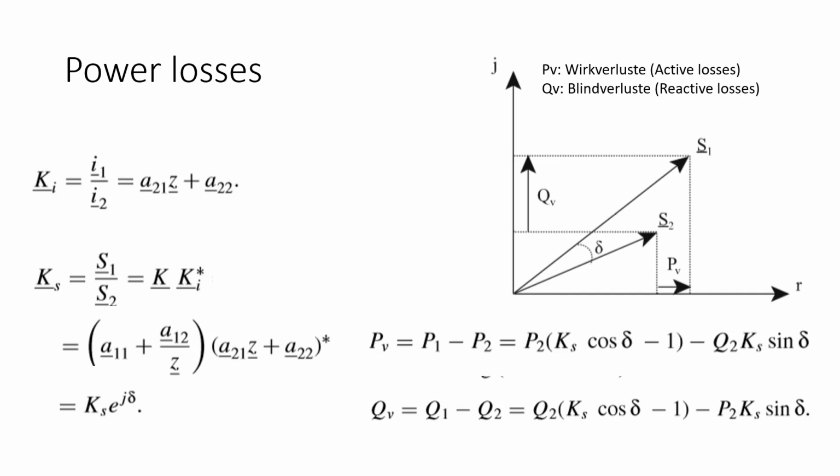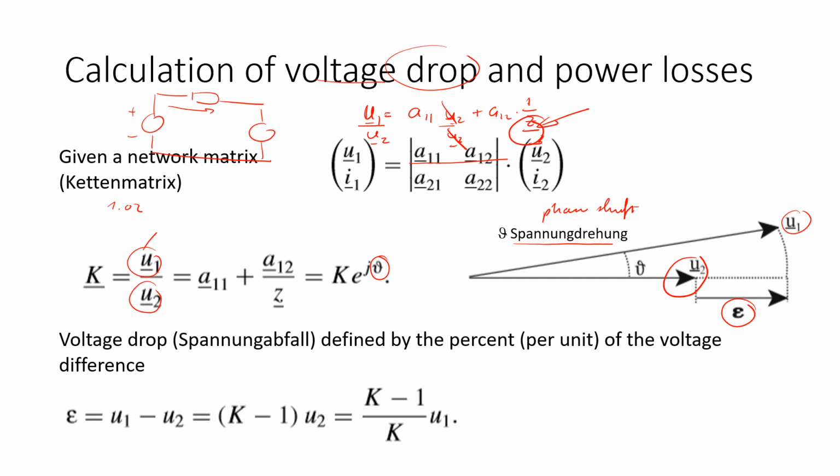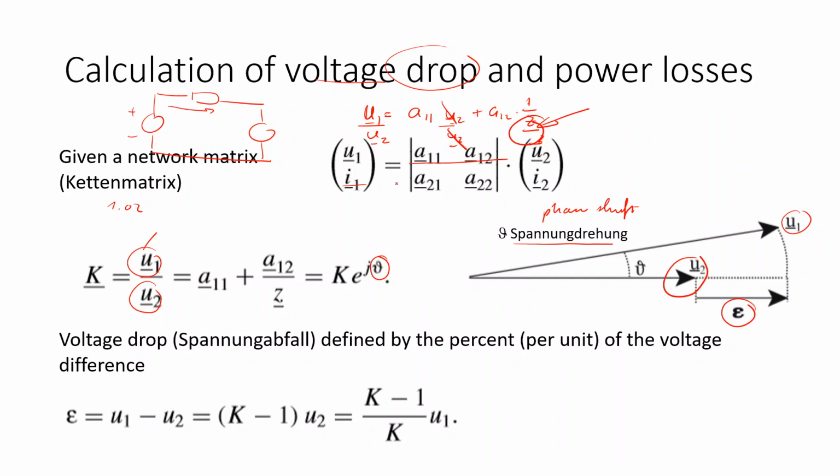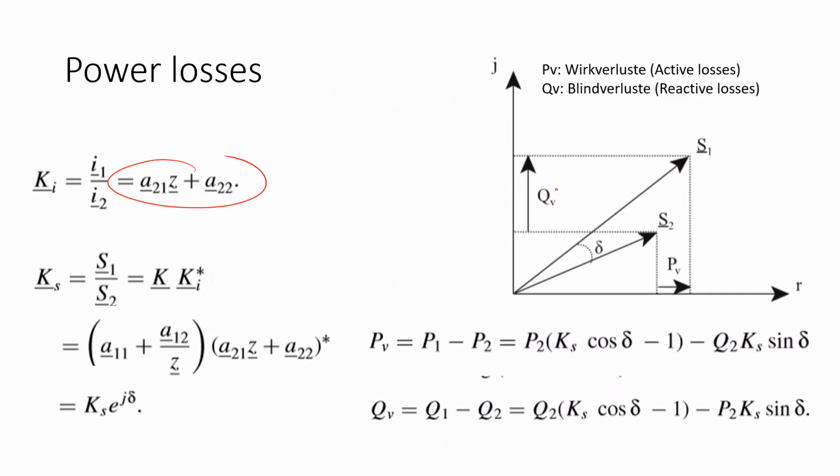So you know that this can be derived from the network matrix, right? I won't do this for you. You could check this yourself. You see the multiplication of row 2, then you get this relationship, right?